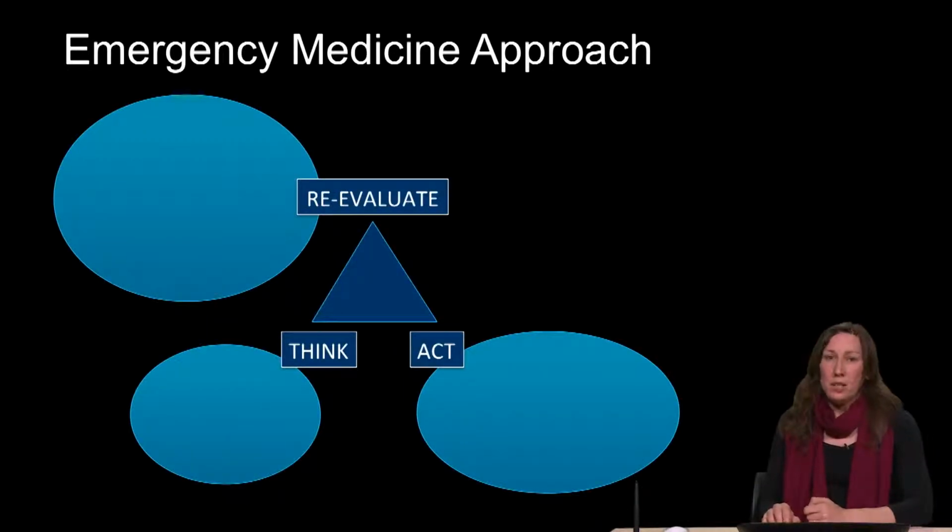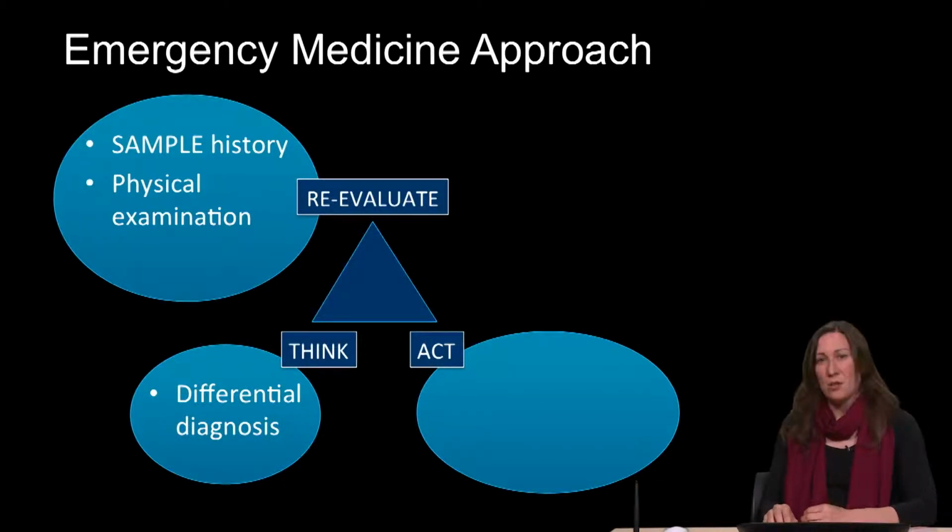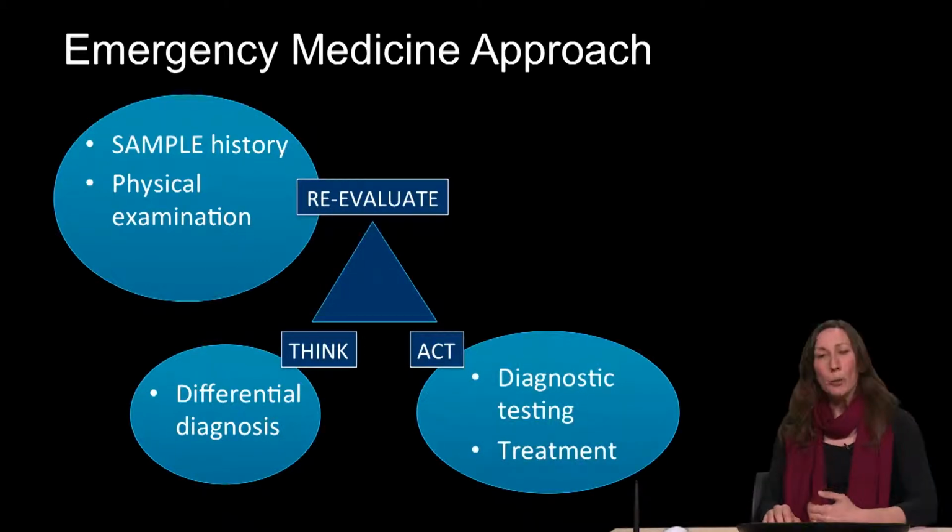On this reevaluation, we want to begin with obtaining a SAMPLE history and a physical exam. We'll then go through the differential diagnosis and different ways to organize your thinking around the differential diagnosis for altered mental status, which is, again, very broad. And finally, we'll talk about appropriate diagnostic testing in this particular patient and immediate treatment.